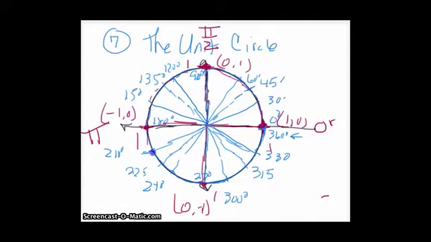Then I'm going to go another half pi, and this part down here is going to be, well, 1 half, 2 halves, 3 halves, so it's going to be 3 pi over 2. Let's go another half a pi, so that's going to be 2 pi, or a full circle.